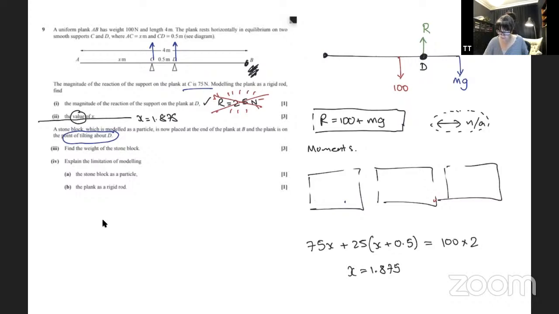If we were being asked to find R, obviously we wouldn't take moments about here. So how many moments are we going to need? 2. So we have 2 boxes and we do our moments. So D, and then there's the 100 relative to D. D, and then there's the mg relative to D. This is the thing we're going to slow down to try and find. And then clockwise or anti-clockwise. This one, clockwise. I know we know this, but this one, anti-clockwise.